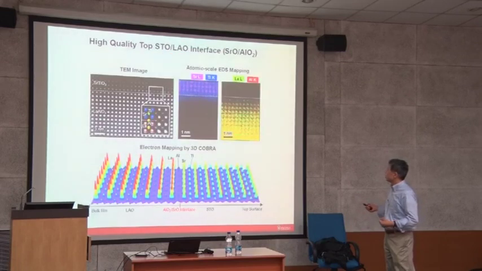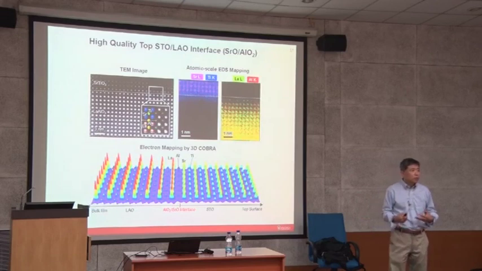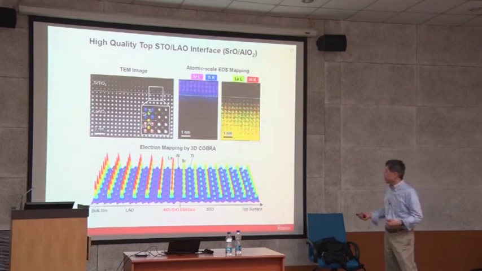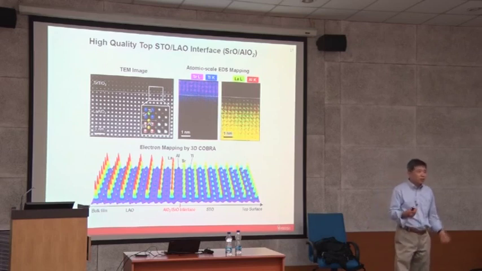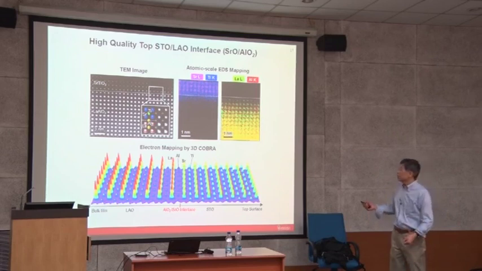And then this is the actual structure we measured by TEM, and this is called coherent Bragg rod analysis. It's a synchrotron-based technique, surface diffraction. And the technique this one allows is, so you can see this is the interface.